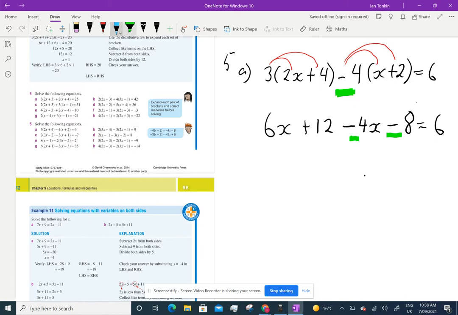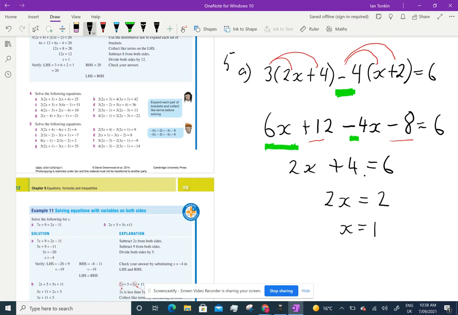So I can do 6x minus 4x, and that's just 2x. And here's the other one. I've got plus 12 minus 8. So I've got 12 minus 8. Well, that's 4. Plus 4 equals 6. Minus the 4, 2x. 6 minus 4 equals 2. Divide by the 2, x equals 1.